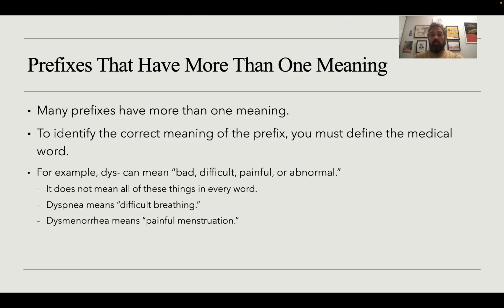There are some prefixes that have more than one meaning. So to make sure that you have the correct meaning of that prefix, you need to make sure that it fits within the context of the medical word. For example, dys can mean bad, difficult, painful, or abnormal. It doesn't mean that in every term. So dyspnea means difficulty breathing. Dysmenorrhea means painful menstruation, not difficulty menstruating or bad menstruation. Similar types of things, but painful menstruation.